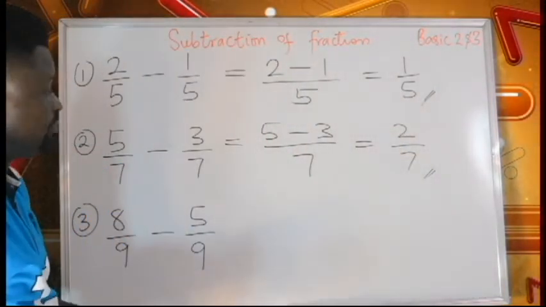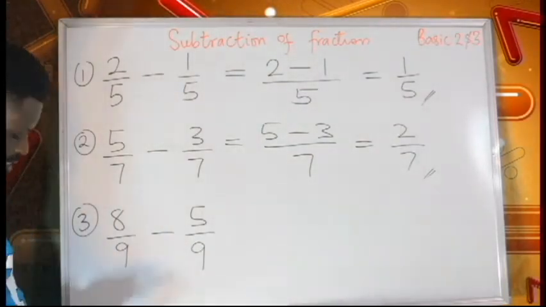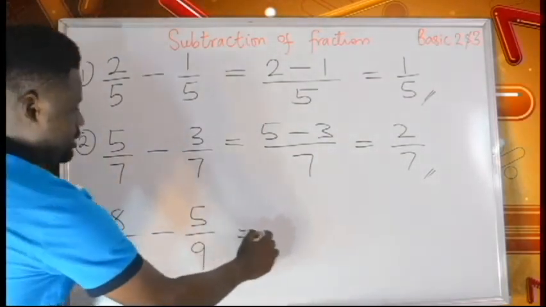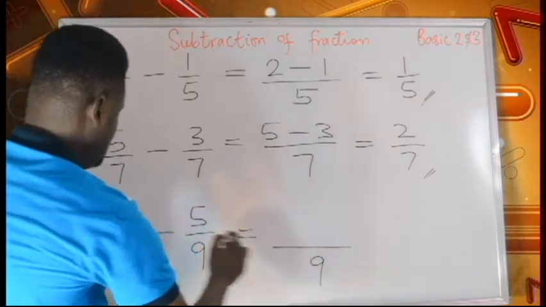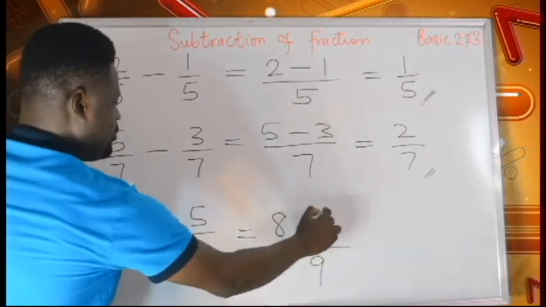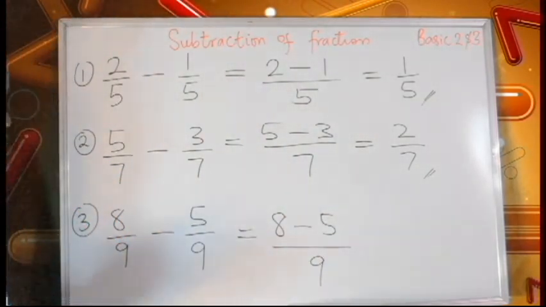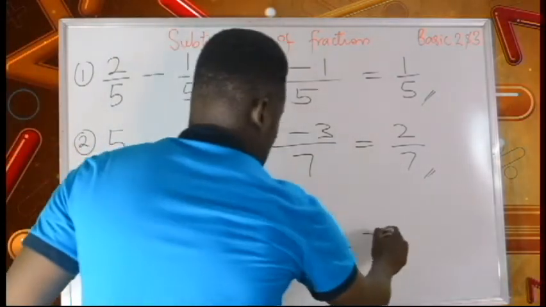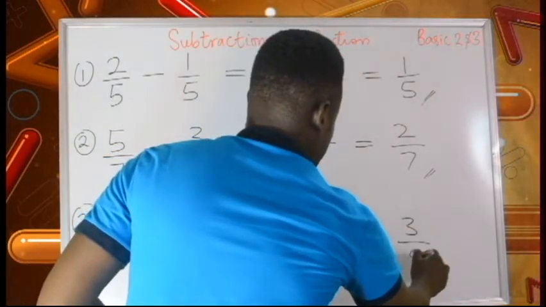And that's all. The denominator is the same, 9. So write it once, 9. Then we have 8 minus 5. 8 minus 5 is 3. And that will give us 3 over 9.